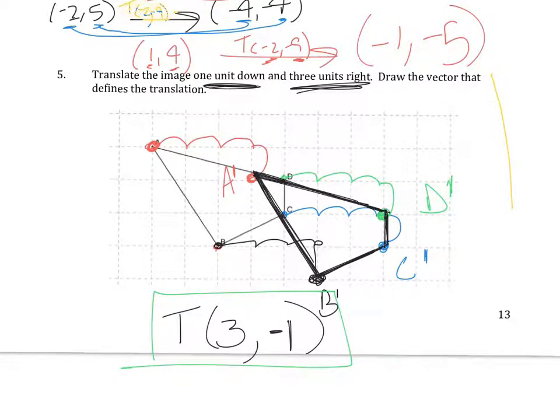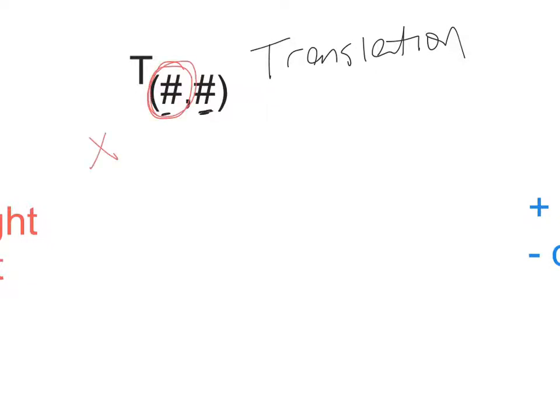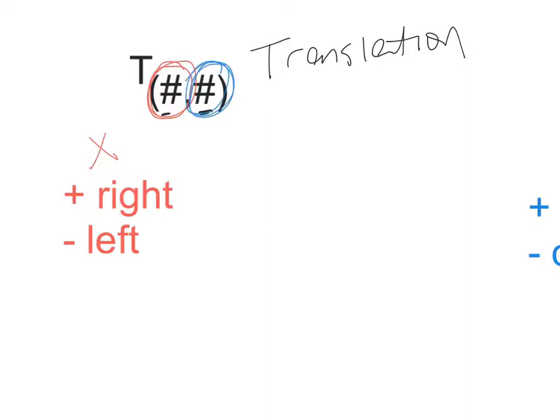Now we're going to continue on to either the back or a blank piece of paper. So please write this down on a separate piece of paper. A translation is typically written with a capital T and then 2 numbers in parentheses. And it's important to realize that this first number is going to affect your x's. And in the first number, if it is positive, it's going to move to the right. And if it's negative, it's going to move to the left. And the second number deals with your y's.